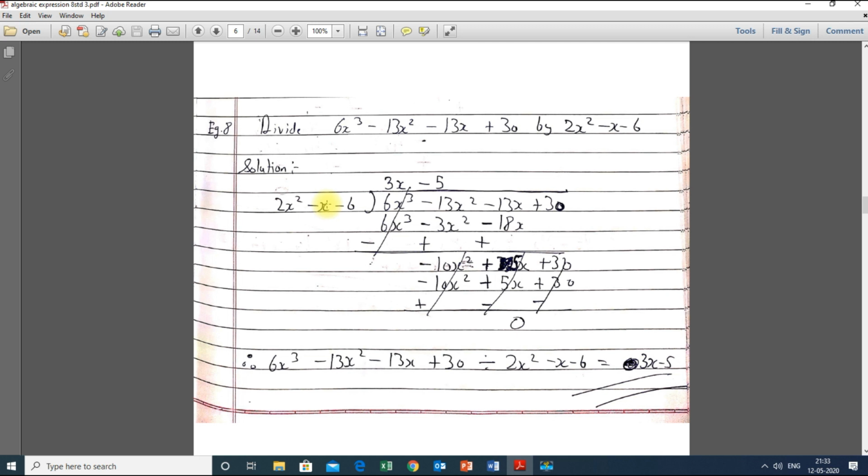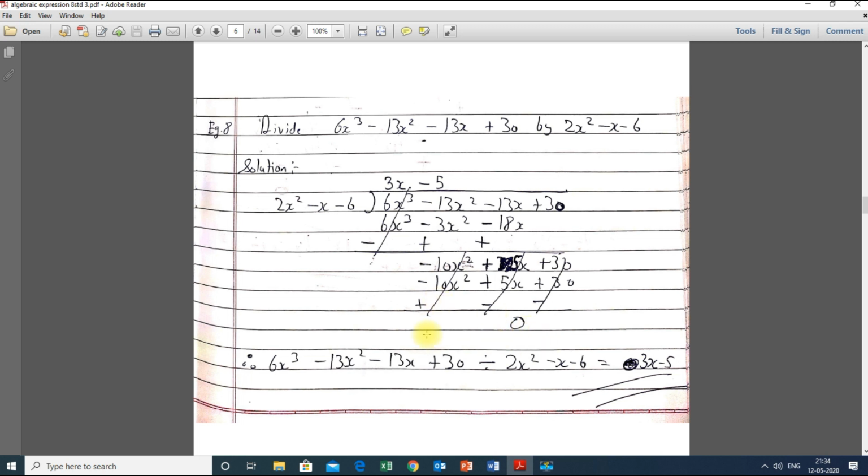Next I'll multiply x with 5. So x into 5 is 5x. Therefore plus 5x, because minus minus will become plus. Minus 6 into minus 5, so minus minus is plus. 6 into 5 is 30. Therefore 30 over here. Now I'll change the sign. Minus will change to plus, plus will change to minus, and plus will change to minus. So minus 10x square and plus 10x square will get cancelled, and plus 5x minus 5x will get cancelled. Plus 30 minus 30 will cancel, and the remainder will be 0.